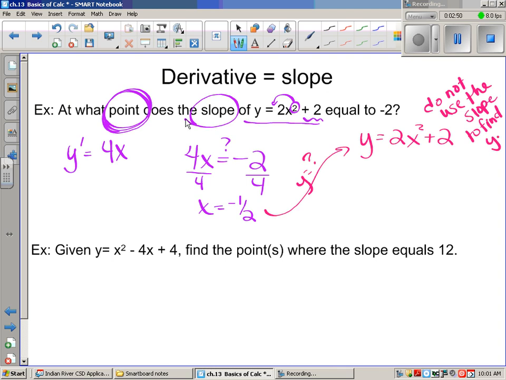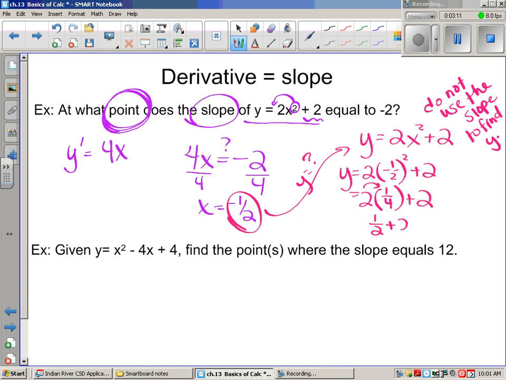Instead, what I have to do is go back to the original equation. I use this x, and I say, okay, y equals 2 times negative 1/2 squared plus 2. All right, negative 1/2 squared, and then I'm going to multiply through by the 2, so that gives me 1/2 plus 2. A common denominator is certainly helpful here, especially without calculators, and you get 5/2. So what does that mean? That means that my point at which the slope is equal to negative 2 is negative 1/2, 5/2. And that would be the answer to that question.